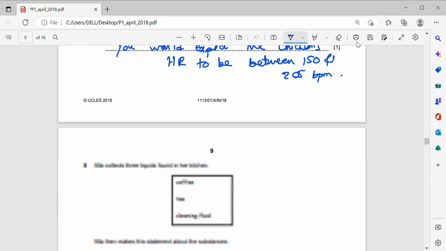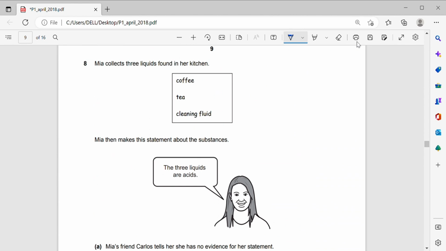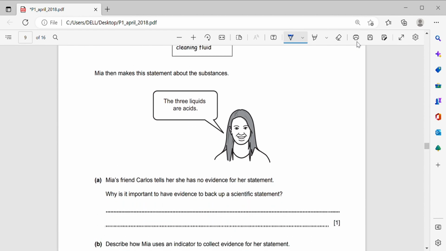Okay, next question. Mia collects 3 liquids found in her kitchen: coffee, tea, and cleaning fluid. Mia then makes the statements about the substances. The 3 liquids are acids. Mia's friend Carlos tells her she has no evidence of her statement. Why is it important to have evidence to back up a scientific statement?